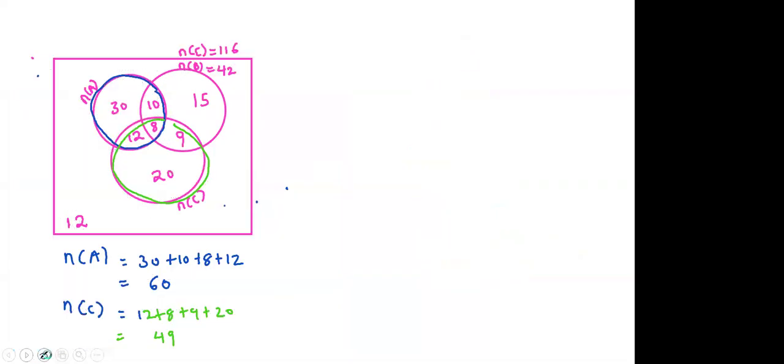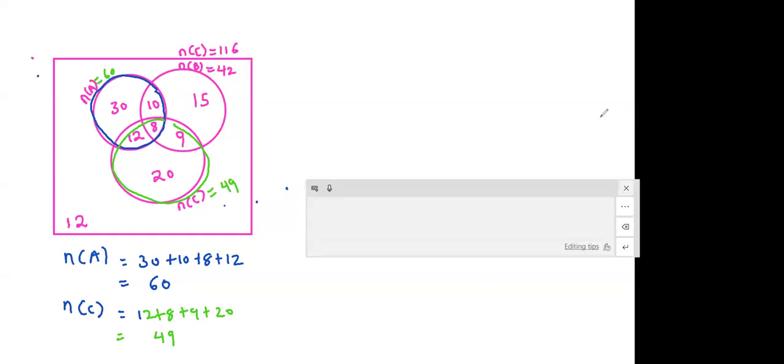Now, by the majority. If I go back, this one was 49. This one was 60. Let me know through the chat your answer for B. Which student was preferred by the majority?